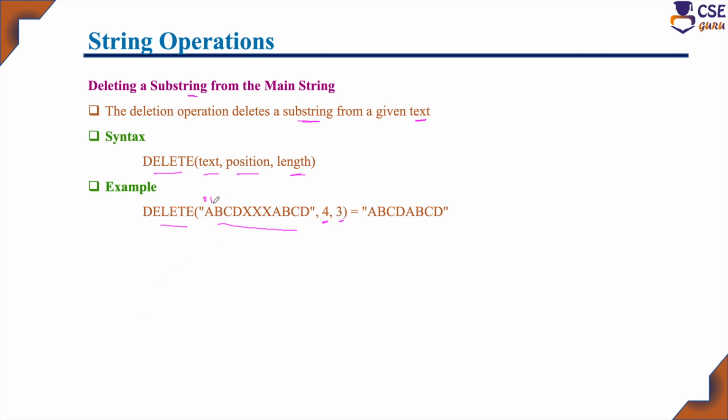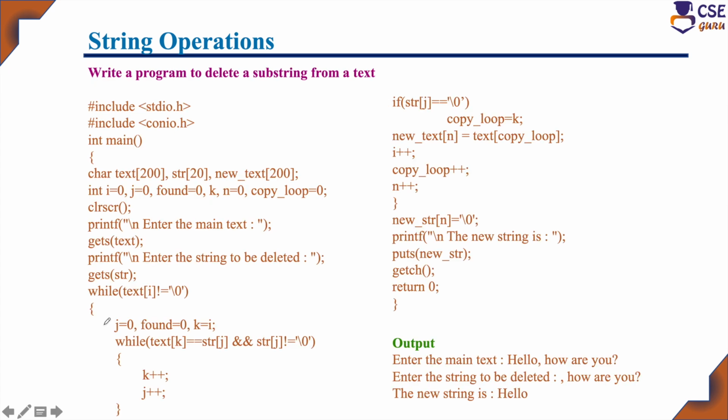So this is 0, 1, 2, 3. Up to 3 it will enter here. When it reaches the 4th character, the next 3 characters, 4, 5 and 6, these 3 characters will be deleted and then the remaining characters will be as they are. This is the C code here. So here this is the main string you have entered, and you want to delete here the comma, however you are going to delete here.